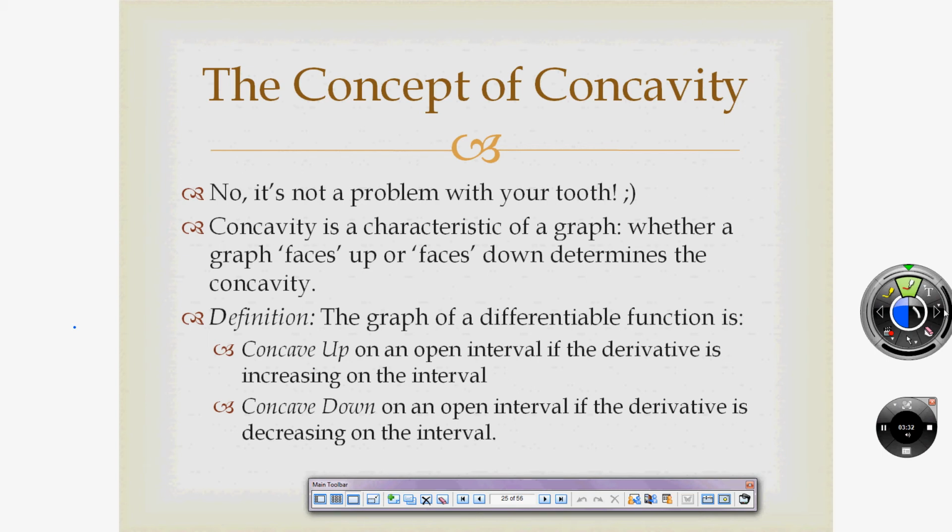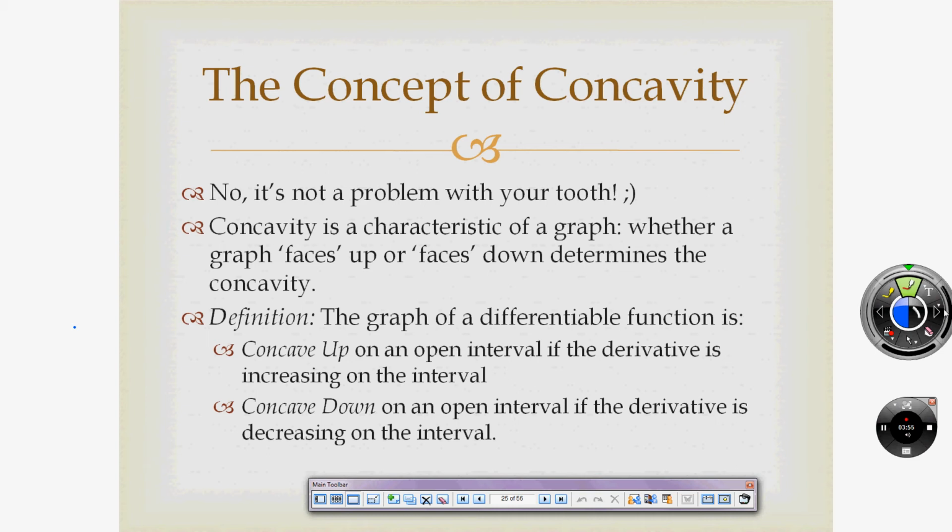What do you think might be a type of graph that doesn't have concavity? A line. Because the derivative of a line is a constant number. And constant numbers aren't going to be increasing or decreasing, they're staying the same. So lines are the one kind of thing we can't really describe concavity for because they don't have a facing up or facing down. They're just straight lines.